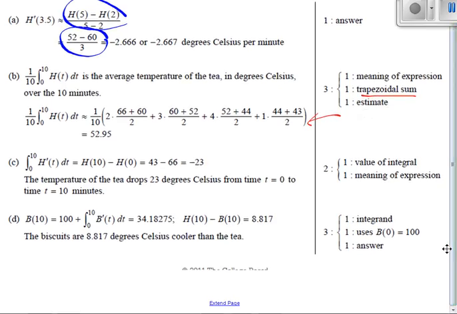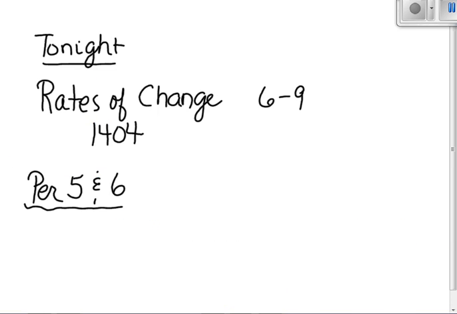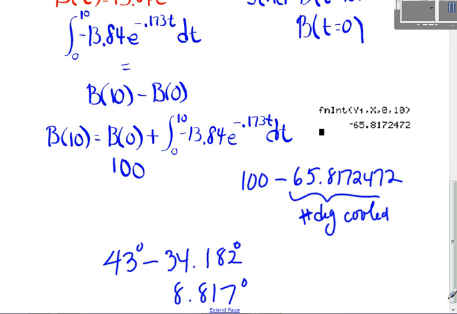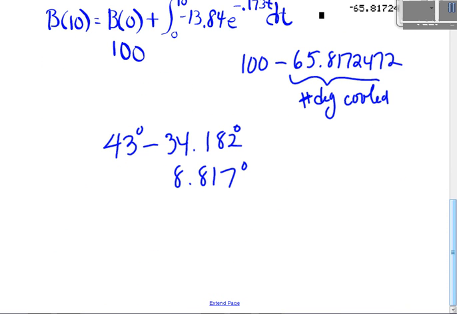Okay, so we got points for finding the value, the temperature of the tea, and then we found the value here, and then we are supposed to answer the question. And don't forget to answer the question. Just because I have 8.817, you have to say it's 8.17 degrees cooler than the tea. You don't have a choice on that. Which I didn't do. So then this is cooler than the tea.